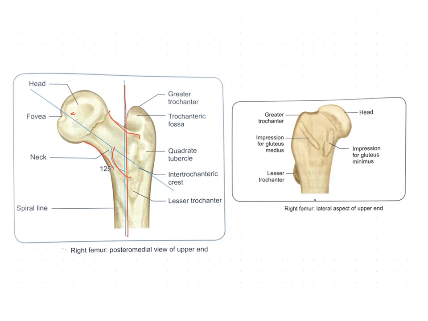Because of this angle of inclination, it enables the lower limb to move clear of the pelvis. Normally this angle is less in females. Okay, so this is about the neck of the femur. Now we will see the greater trochanter.